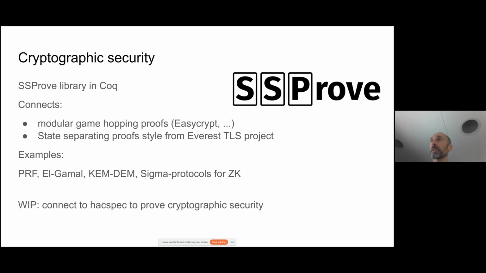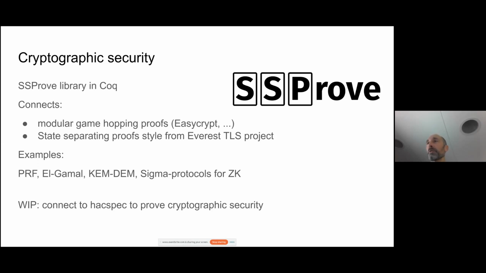The interesting thing about this is that this methodology, the state separating proofs, comes from the Everest project that tries to prove the TLS protocol to be secure. This is a methodology that is used to write modular proofs, so you can actually attack bigger protocols. And in the same way, we hope to use this for bigger protocols, to prove them secure inside the Coq system.